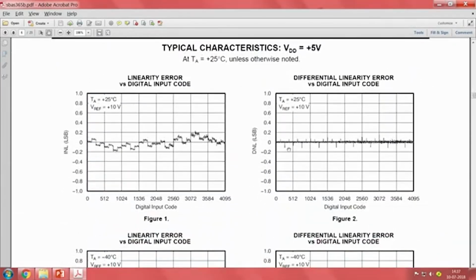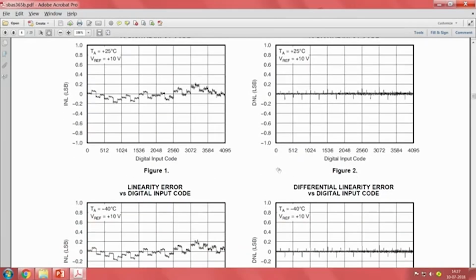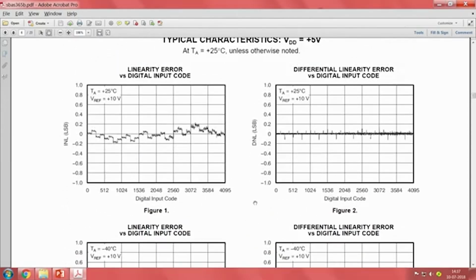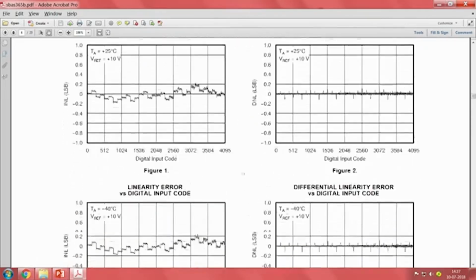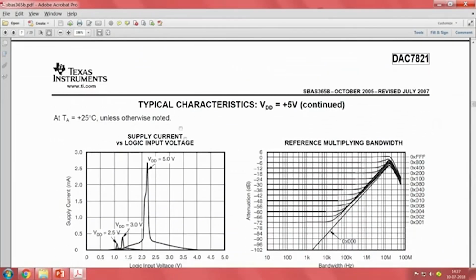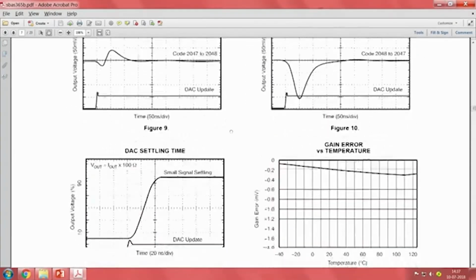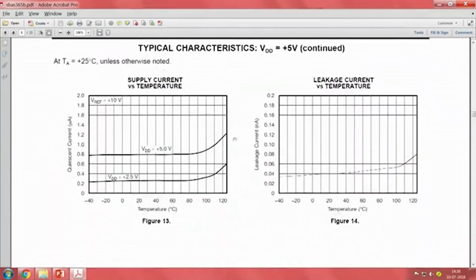Another thing that they will show in the data sheet is typical characteristics, okay. You can just glance over these. Only when you are having some issues, you can come back and see it. For example, you try to see the output of the IC and want to know whether it is actually correct or expected. Usually the data sheet will have typical characteristics which they got while they were characterizing the IC. So, you can just go through it. That is okay, this is not that important. Then reference multiplying bandwidth, supply current versus logic input, mid scale DAC glitch, these things we can avoid. Typical characteristics, okay, then that is done.